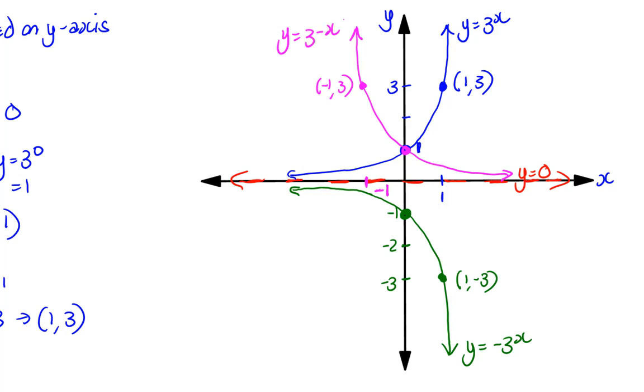So you can see with the reflection on the y-axis, it's our x coordinates that change sign. And as I've already said, with the reflection on the x-axis, it's our y coordinate that changes sign.